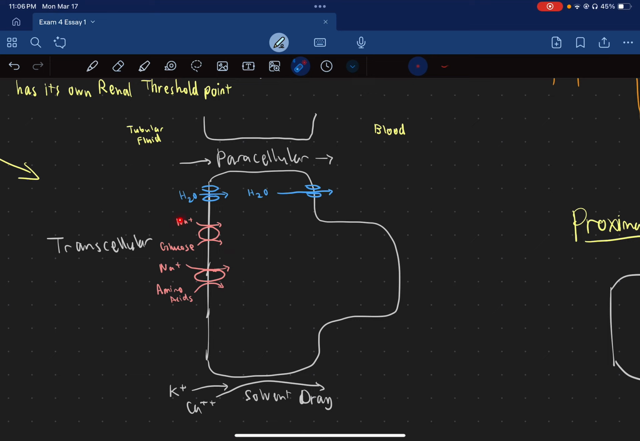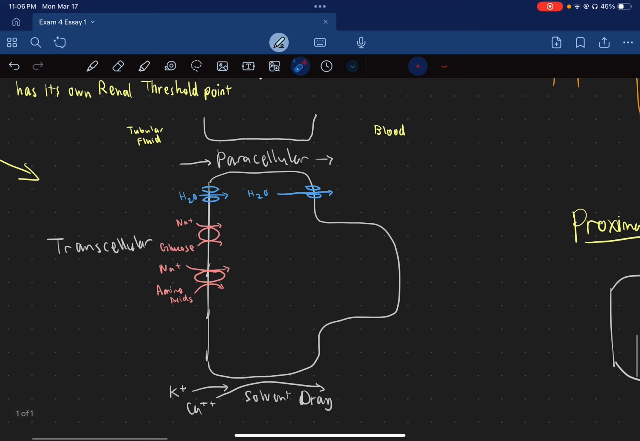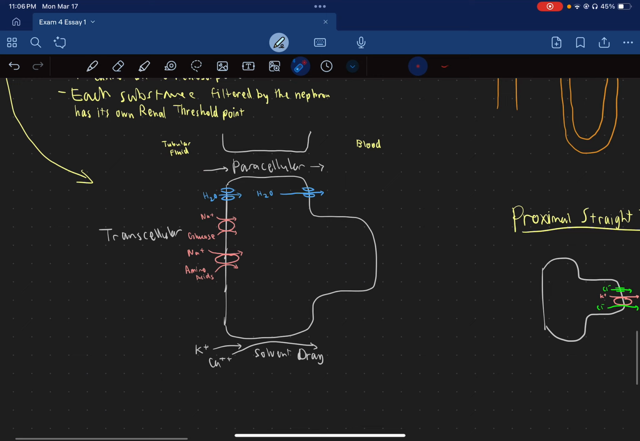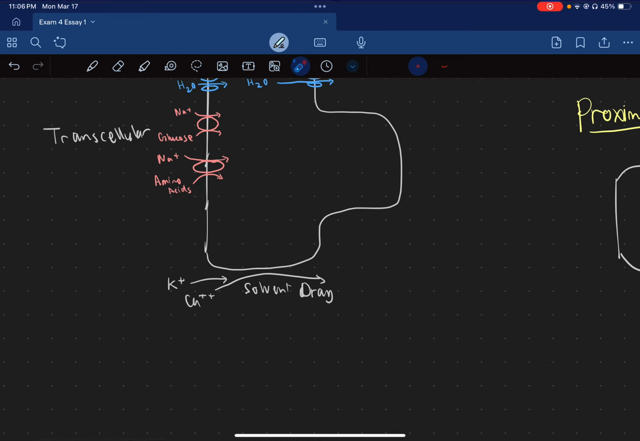And because sodium and these other solutes are entering the cell, it's increasing the concentration of solutes inside the cell. So H2O, or water, is going to follow through aquaporins that are in these cells. This is the tubular fluid over here, and this is the blood. So all of this glucose, obviously we don't want glucose in the urine. If we ever have that, that's a serious problem. Also amino acids. And then there's something called solvent drag here.